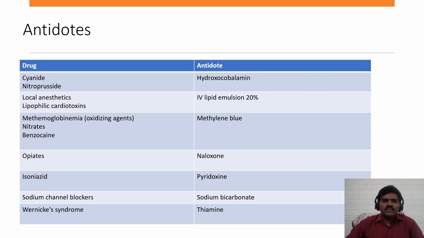Methemoglobinemia due to oxidizing agents, nitrates, benzocaine: methylene blue can be used. Opiates: naloxone. Isoniazid: pyridoxine. Sodium channel blockers: sodium bicarbonate could be used. For Wernicke's syndrome, thiamine is the antidote. Every emergency department should have a minimum stock of these antidotes, depending on the frequency of poisonings in your area.